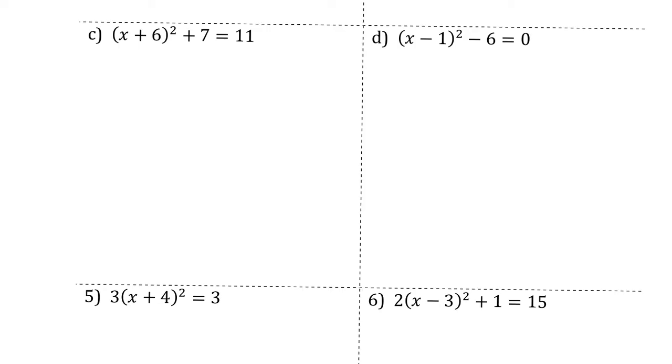Okay, just like on the previous example, we want to get the squared part by itself. But this plus 7 is here, and I don't want it to be here. So I have to actually cancel the plus 7 first. So I'm going to subtract 7, so that now I have x plus 6 squared equals 11 minus 7 is 4. Okay, now that it looks like this, I can solve it like I did in A and B. I can go ahead and square root both sides.